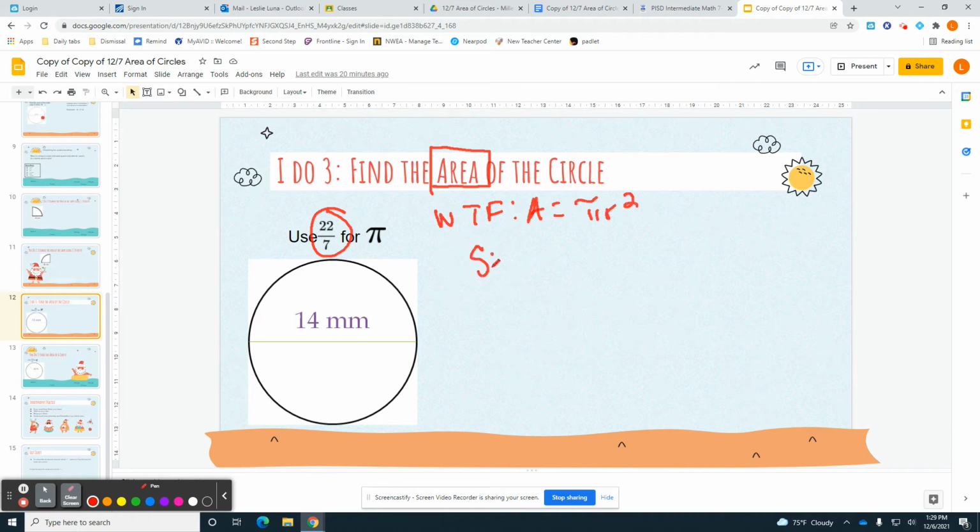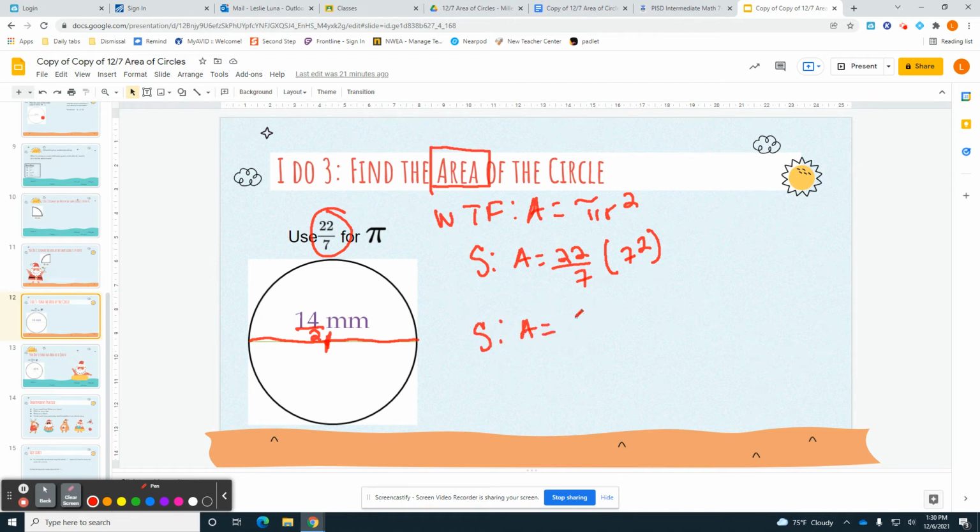Now we're going to substitute, which is 22/7 times radius squared. So if this measurement is from here to here, is that our radius? No, that is our diameter. That is correct. So we have to take half of this. So what would be half of 14? If you said 7, you are correct. So you have 7 squared. So now you're going to solve.